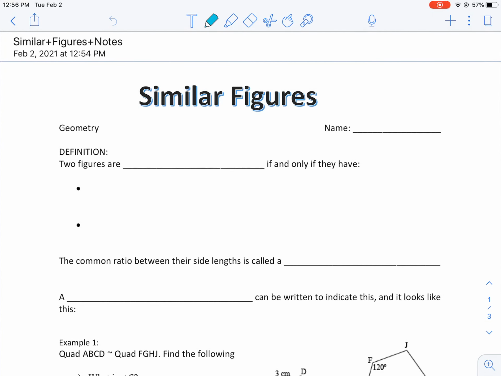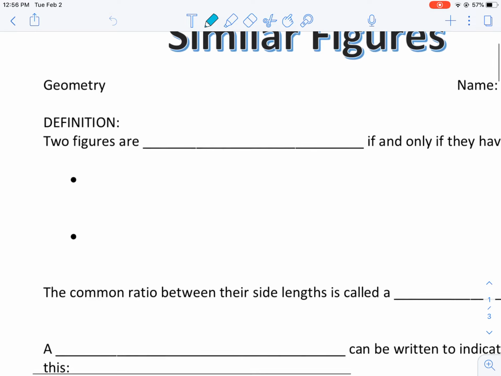In this video, I'm going to be going over similar figures. B group especially needs to be watching this video. Hope you enjoyed your snow day yesterday, but that means you won't be able to get these notes in class, okay? So similarity is what this unit is about, unit 6, okay? And today we're going to actually talk about what makes two shapes similar.